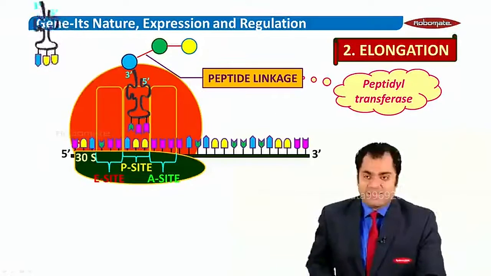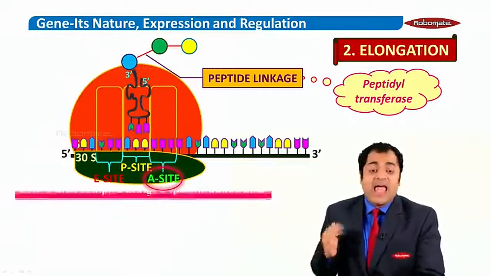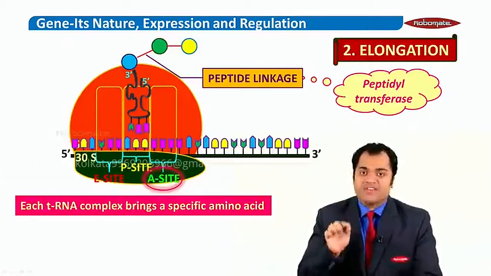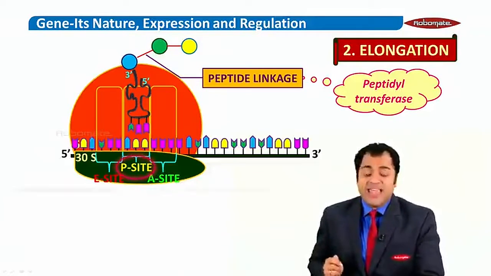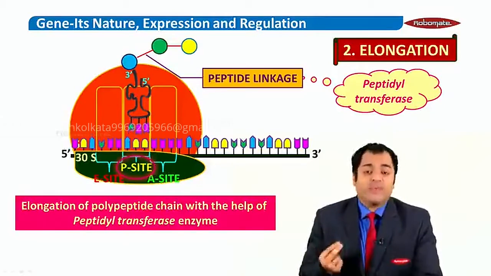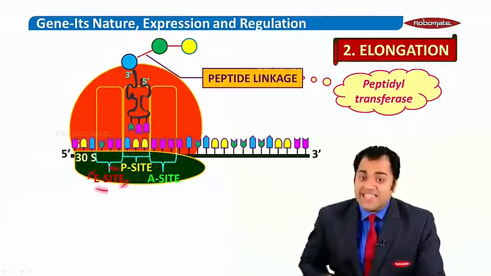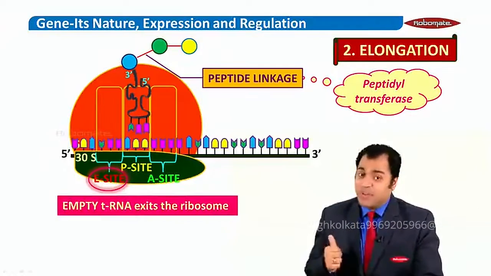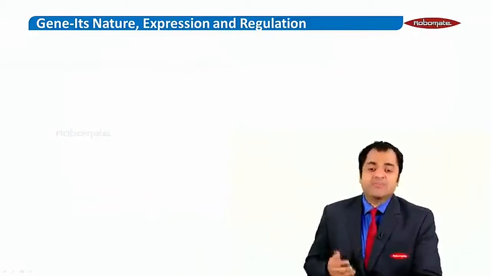Now let us recollect something here. What you really see here basically is the A site. And what happened at the A site? At the A site, each tRNA complex brings a specific amino acid after reading the codon. The next site here is the P site. Now what happens at the P site? At the P site, you see the elongation of the polypeptide chain with the help of an enzyme called peptidyl transferase. And finally, the third site, the E site, is where the tRNA, which is now empty and has no amino acid, will simply make an exit from the ribosome. Now, let us move on further.